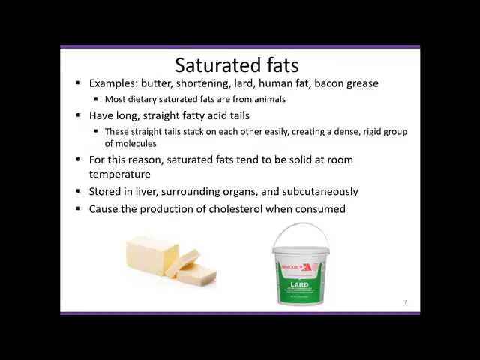Of course, if you heat them up, all bets are off. Now, where we find these in humans is in our liver, surrounding our organs for cushioning, and subcutaneously. Subcutaneously means under the skin. The technical term for your skin is the cutaneous membrane, right? So subcutaneously means under the skin.